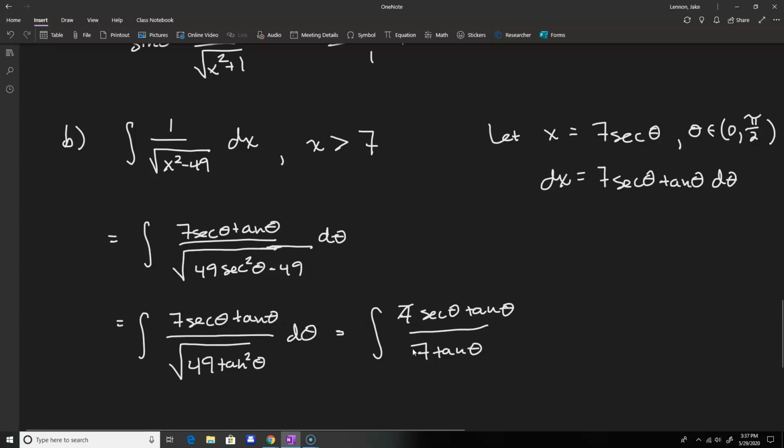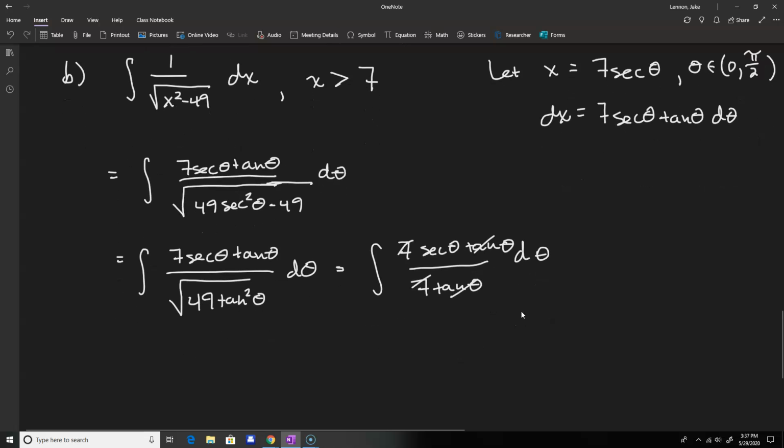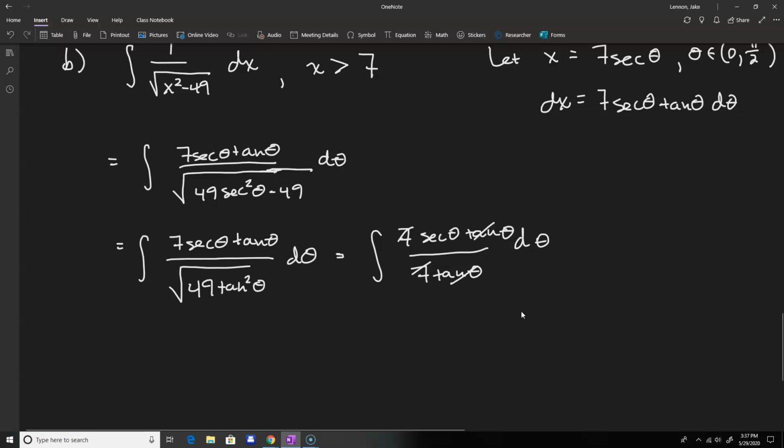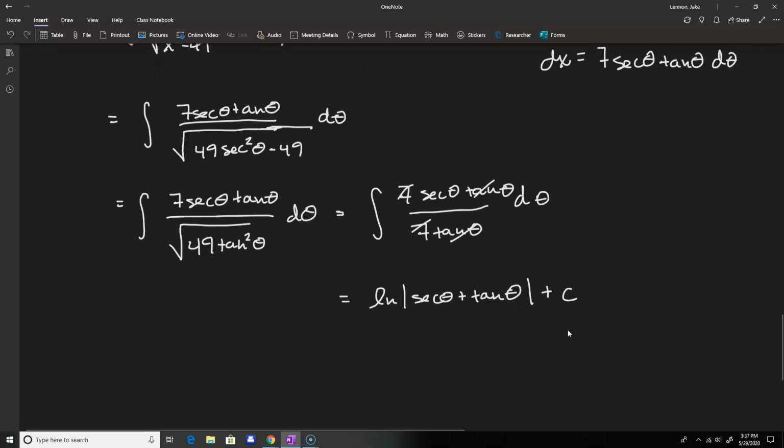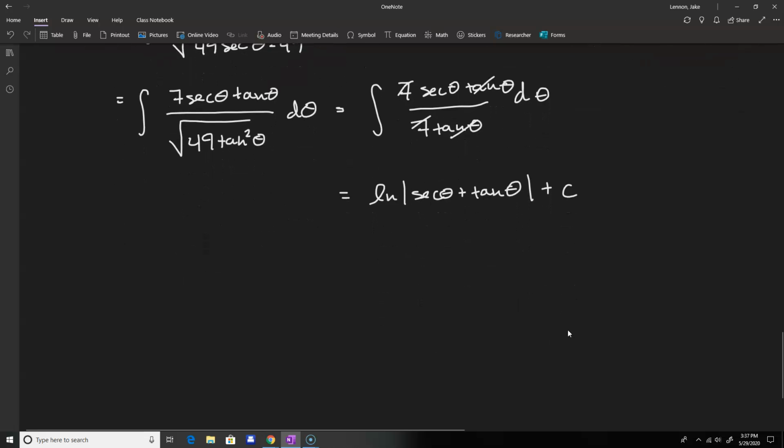So the 7's cancel and the tangents cancel, and we're just doing the integral of secant theta d theta. We did that one in the trigonometric integrals, but if you forgot it, you may just want to look it up. It's a very surprising integral. It's actually the natural log of the absolute value of secant theta plus tangent theta. So if you forget that, I encourage you to go back and look at it, because it's hard to see where it would come from.